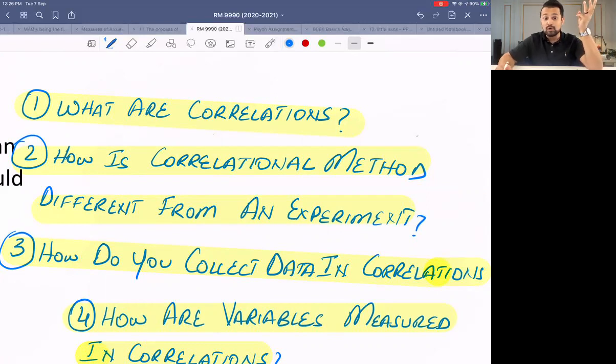Now the third one, how do you collect data in correlations? You collect data in correlations through measuring your variables, like I said, because it's now not possible for you to manipulate your variables. If you would be able to manipulate your variables, you might as well conduct an experiment. Why would you want to conduct a correlation method in that case?